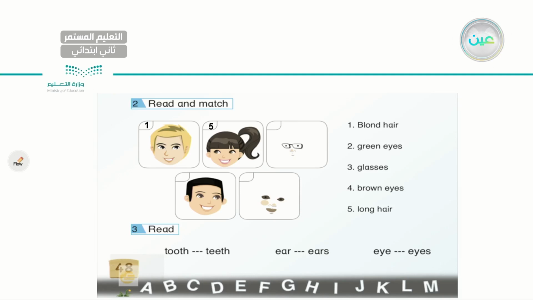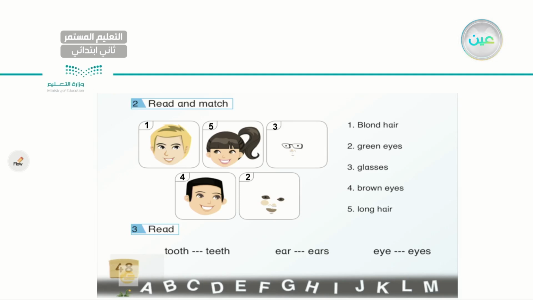Next, it's obvious that I have someone wearing glasses. Very good. So I have number 3, glasses. Next, I have brown eyes. Number 4, very good, brown eyes. And for the last one, I have green eyes.